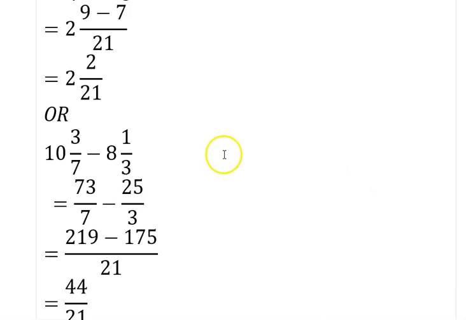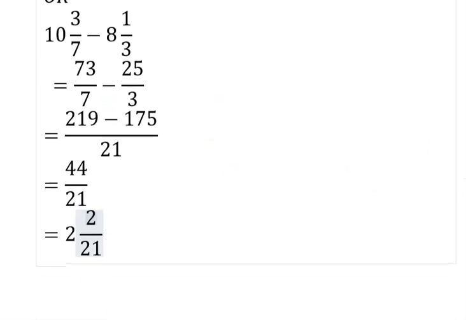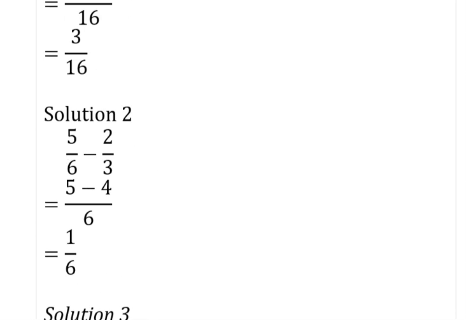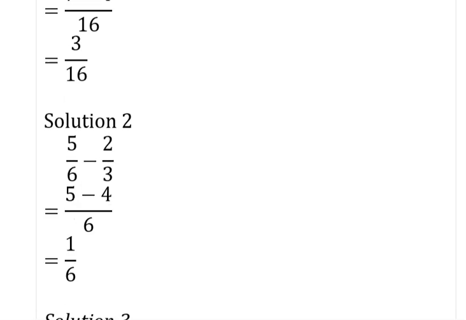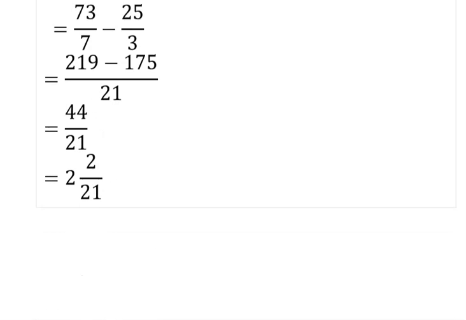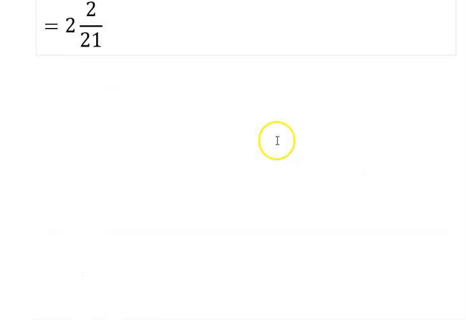Okay. This is our first answer, 2 over 21. This is our second answer, 2 over 21. Any method from the first or the second one, you are good to go. So let's dive straight to the final question, which is question number 4. This is solution number 4.